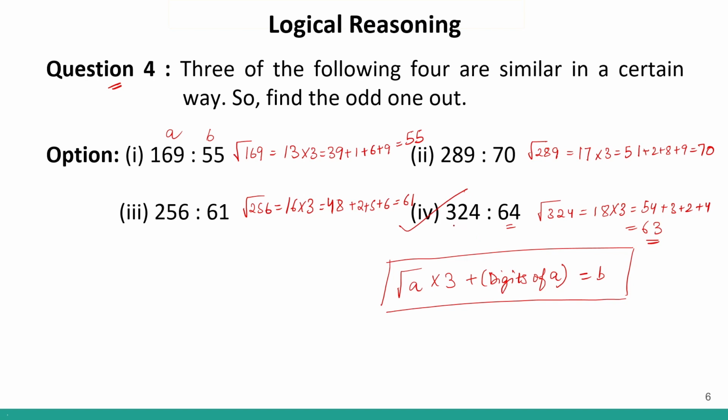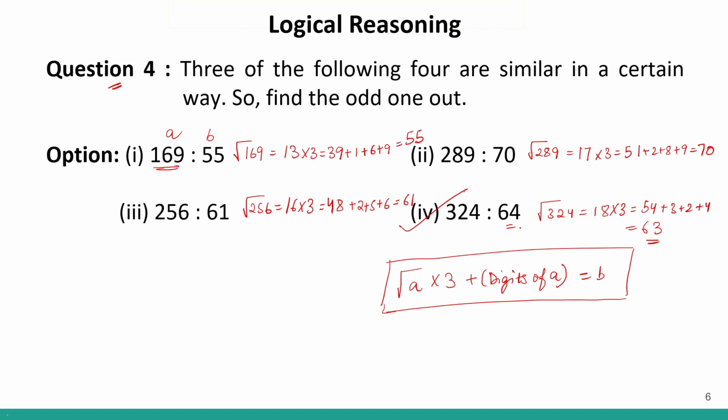It is the odd one out because it does not follow the same logic as option number 1, 2 and 3. Is this clear? This was a tricky question. This was a long question. So basically the first number was under root. We found the under root of the first number, then we multiplied it by 3, then we added all the digits that were in the first number and then we got B. So this logic was followed in option number 1, 2 and 3 but not in 4. Therefore option number 4 is the odd one out.